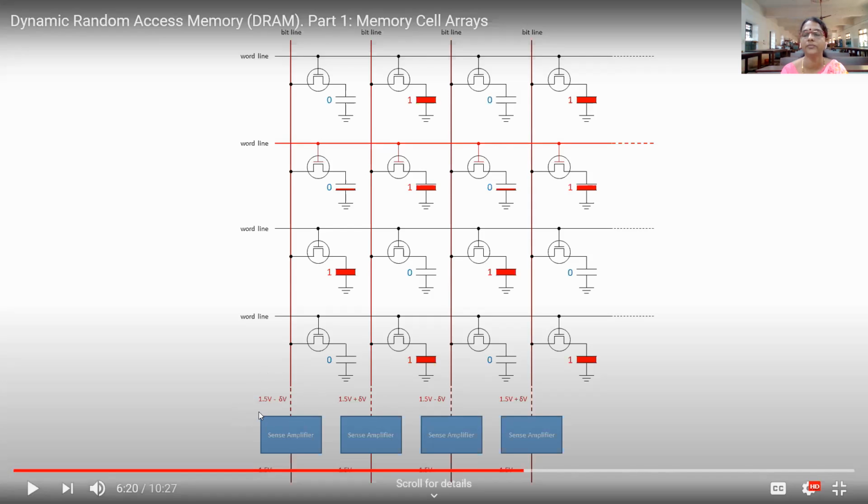So the voltage became 1.5 volt minus delta volt. In the second line, see what happened: 1.5 volt plus delta volt. Similarly, in the third and fourth lines, if it is charged, then the voltage is becoming less in the bit line. If it is discharging, the bit line is gaining the voltage from the capacitor.